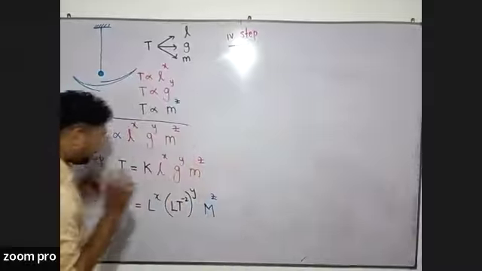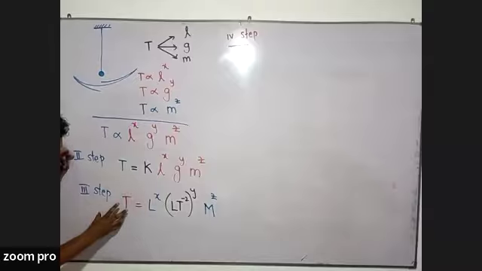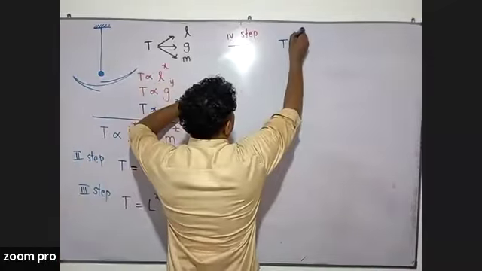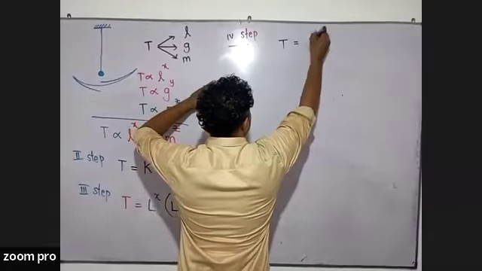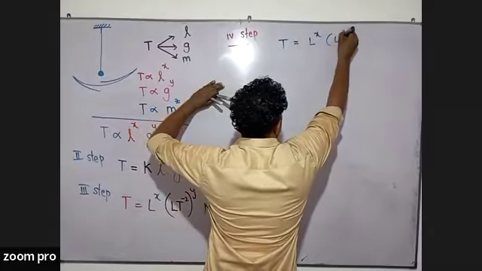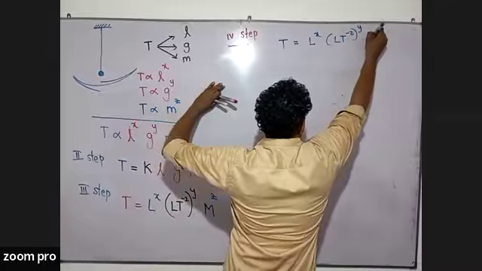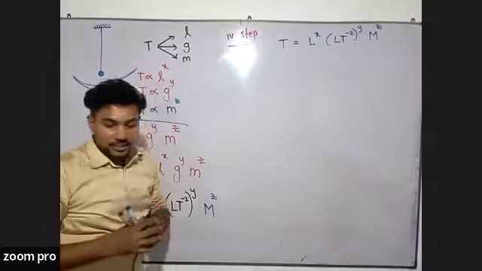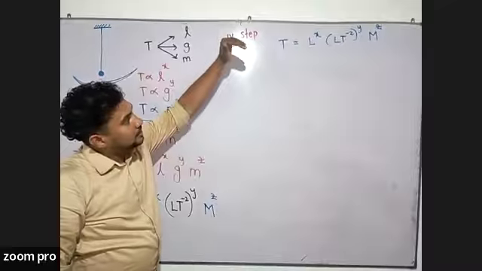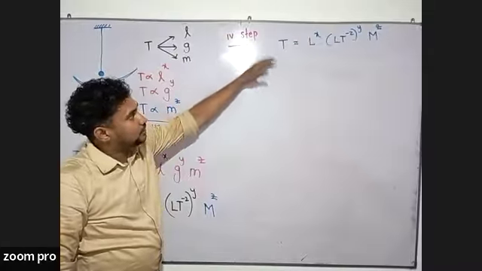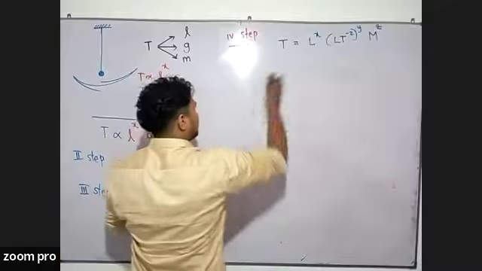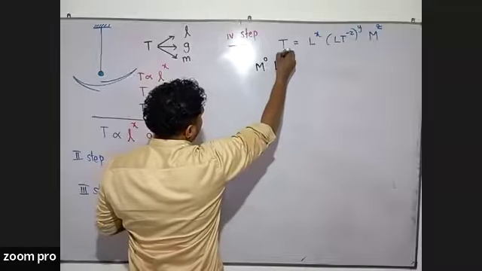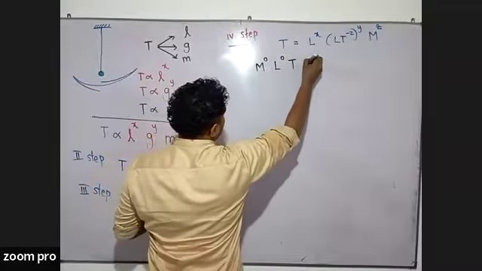If there is an absence of a dimension on a particular side, you can consider that here it is T equal to L^x T^(-2y) M^n, right? So, guys, in any instance where a dimension is absent on a particular side, you can consider it as M to the power of 0, L to the power of 0, and T.